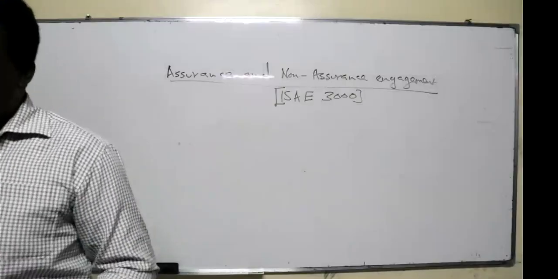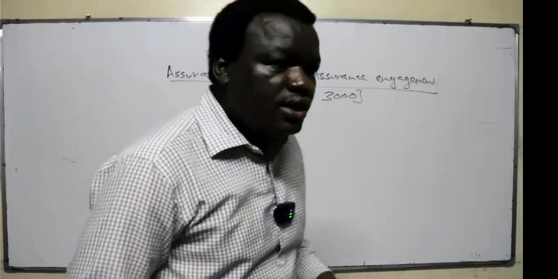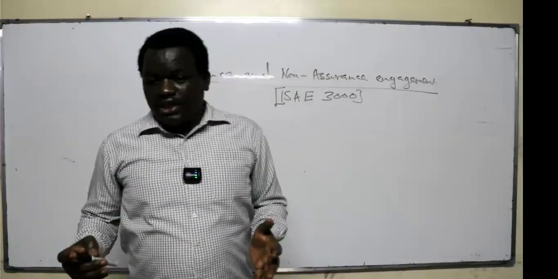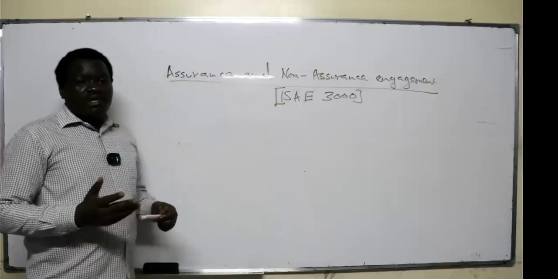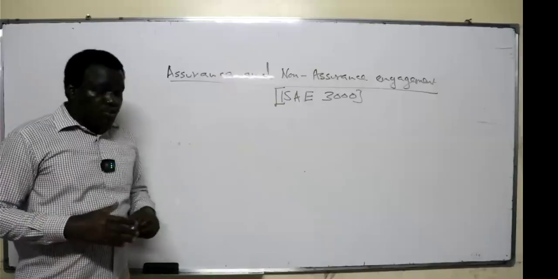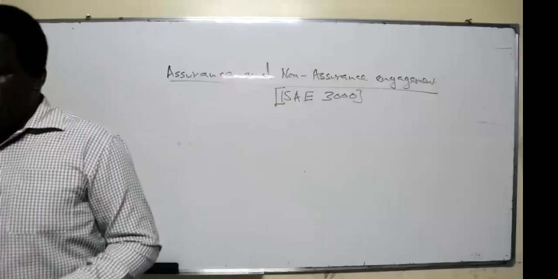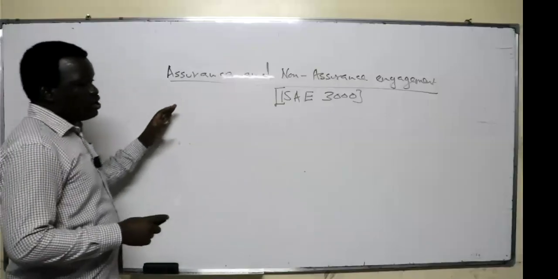I want to offer some assurance. I want to provide some level of assurance. It means that you want to be very certain about a certain promise, or sometimes you want to boost the confidence of that particular individual. In those circumstances, we say you are offering some assurance.